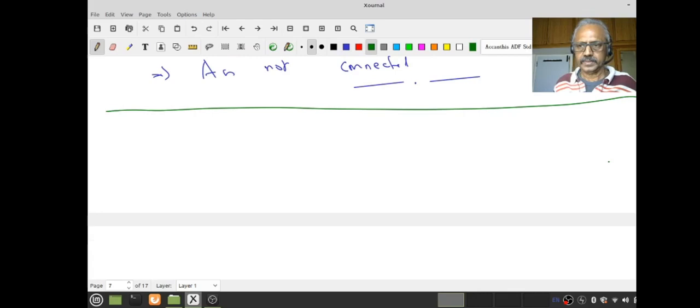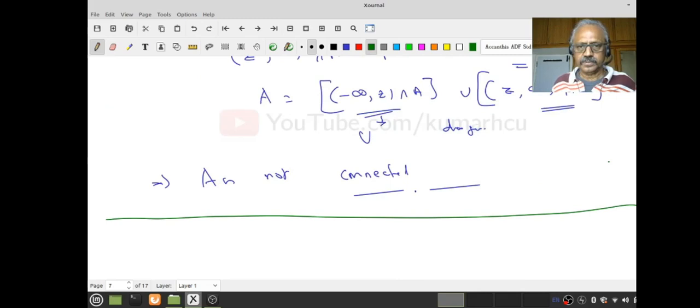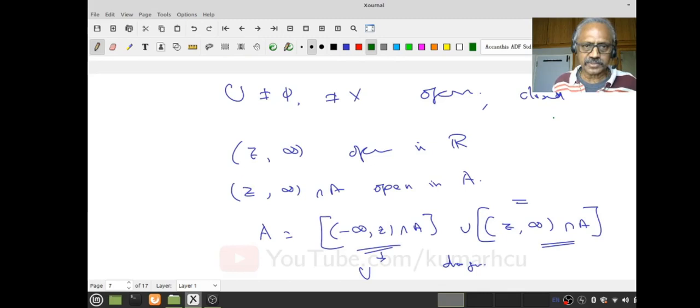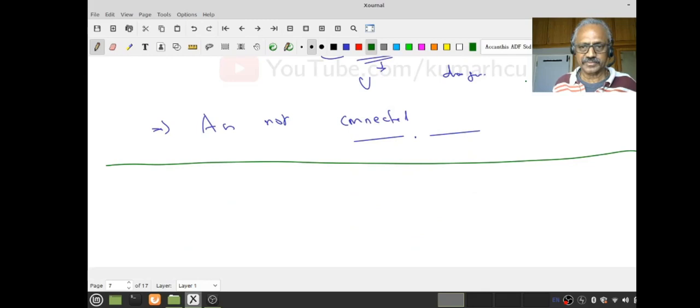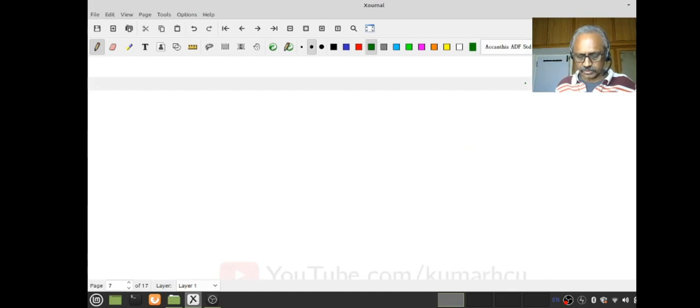Now the next question is, if A is a subset which is not an interval, it's not connected. So naturally, what is the next question you would like to ask? Whether any interval is connected. You understand that? That's a very natural question. So let us first look at this first case.